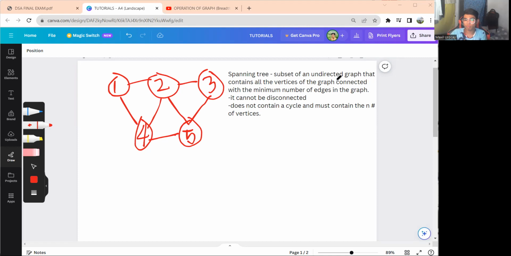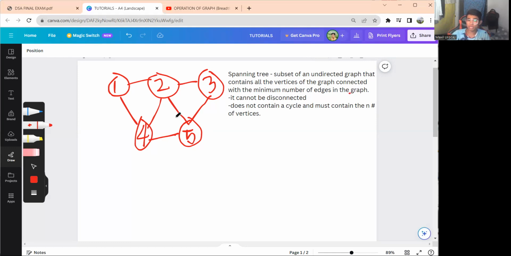So let me just go ahead right now and show you what spanning tree is all about. So right now, class, a spanning tree is a subset of an undirected graph that contains all of the vertices of the graph connected with the minimum number of edges in the graph.